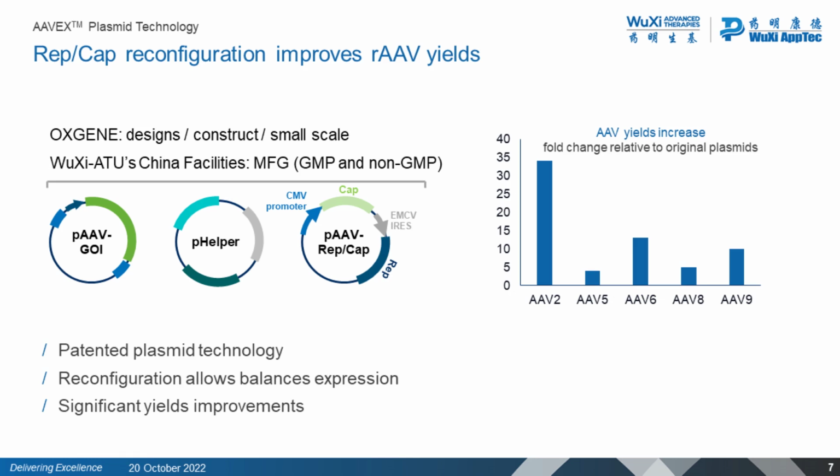One of the unique features of WuXi AAVX is our patented plasmid technology derived from Oxgene designs and constructs that improve AAV vector productivity and quality. Reconfiguration of the rep cap plasmid cassette allows a well-balanced expression from each gene for maximum AAV production. The significant improvement of yields has been validated in at least AAV serotypes 2, 5, 6, 8, and 9 at different scales.